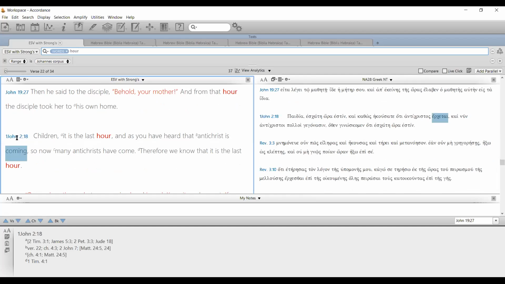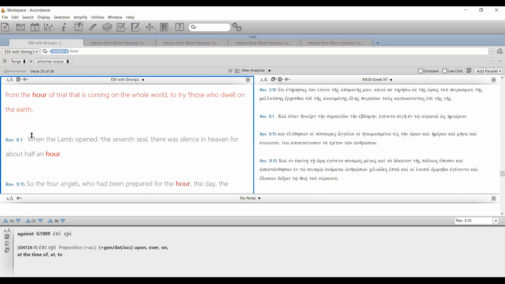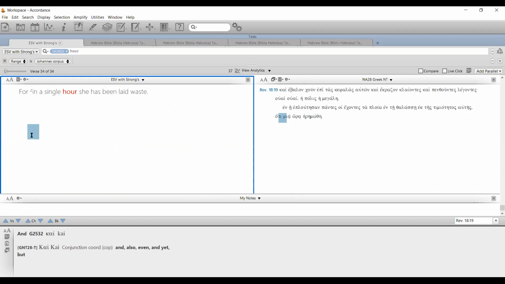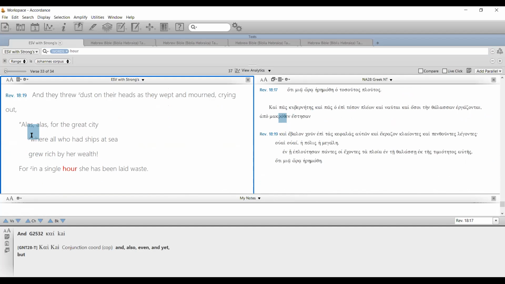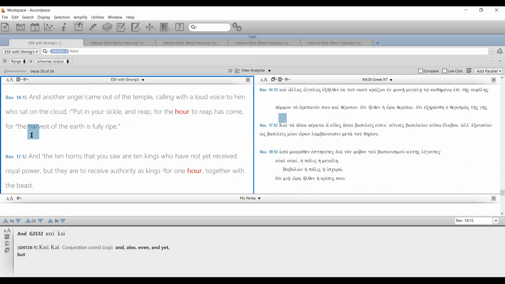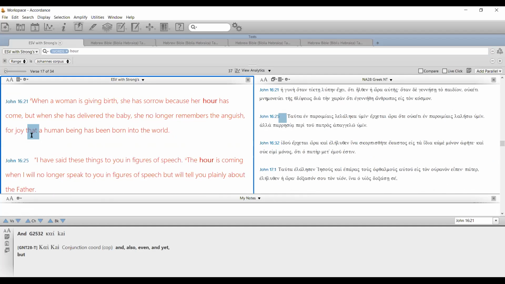Okay, it occurs in 1 John and in Revelation. Of course, in Revelation it occurs quite often because the hour is very, very prominent here. Okay, so this is how it works, and we can also just play with the range.